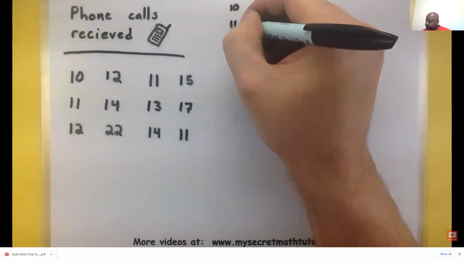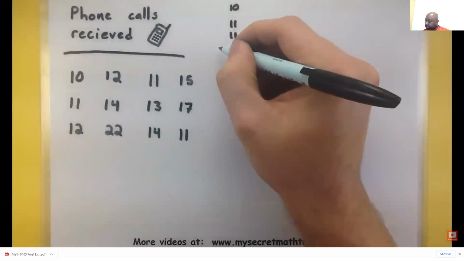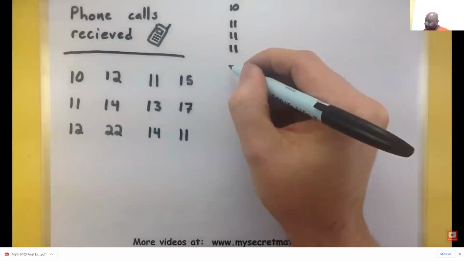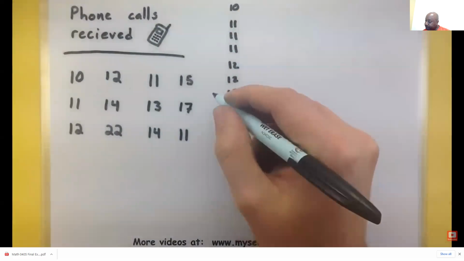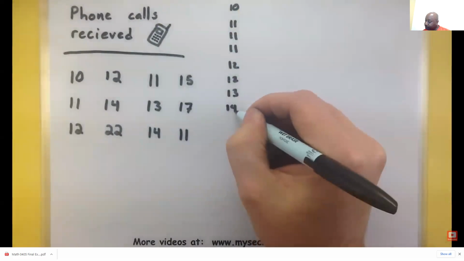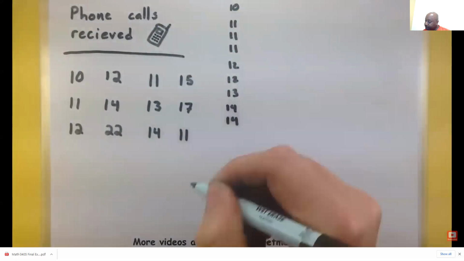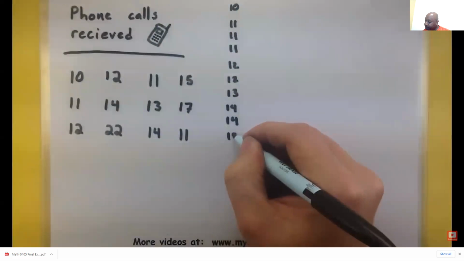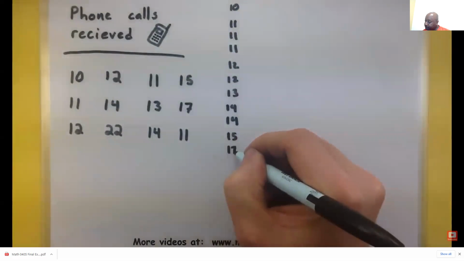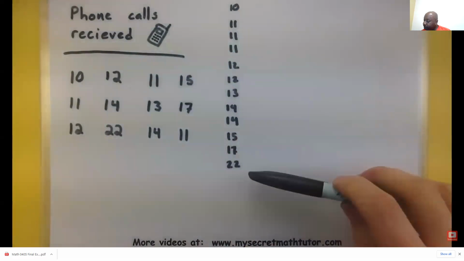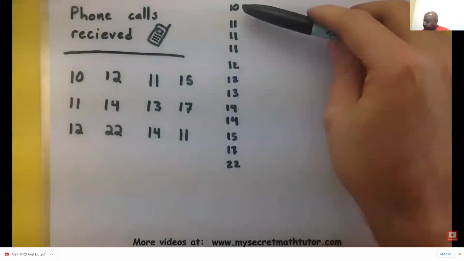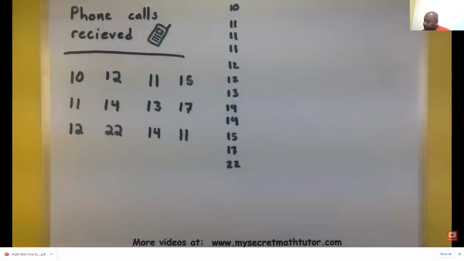10, 11, 11, 11, 12, 12, 13, 14, 14, 15, 17, 22. All right, so you can see that when I list out my data like this, 22 does look like a pretty high value, and 10 looks like a fairly low value.